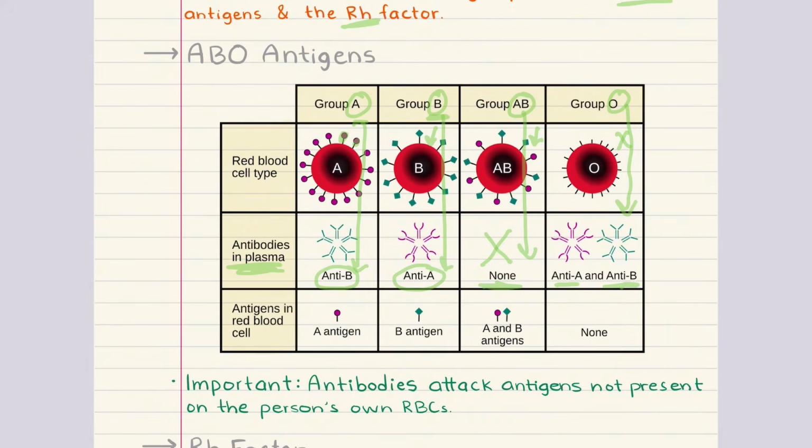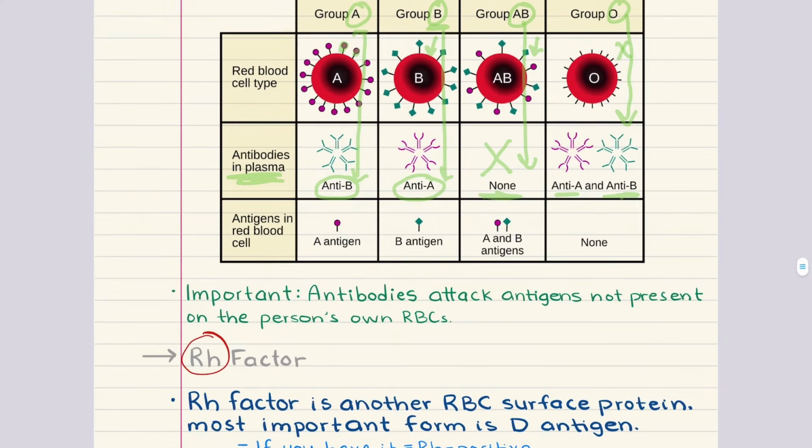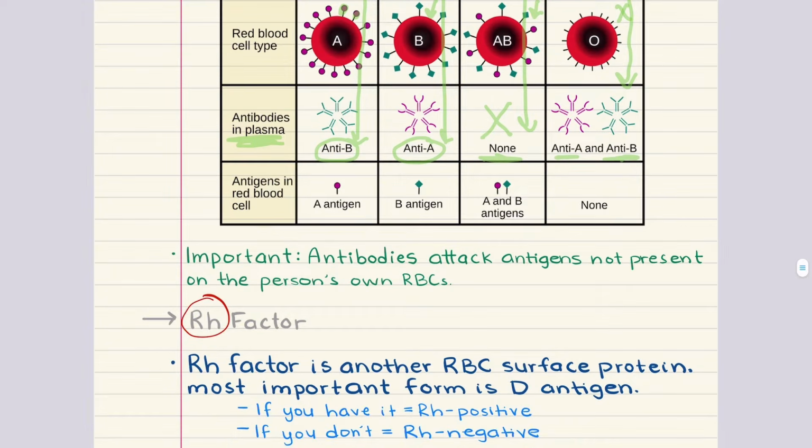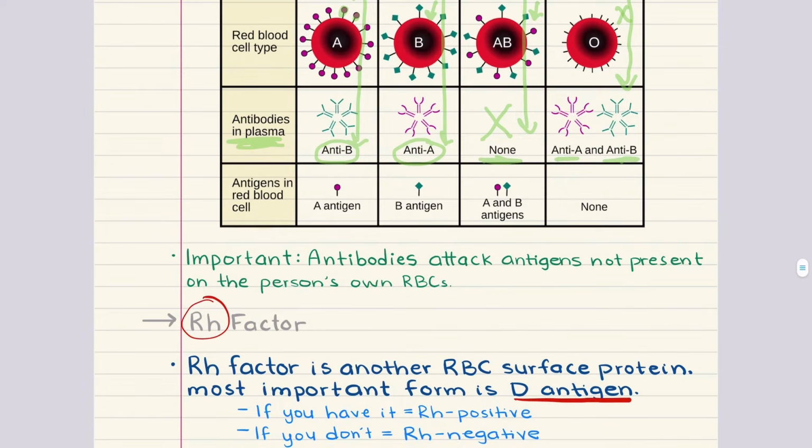Now, in practice, we don't just classify people as type A, B, AB, or O. We also include a positive or negative designation, which refers to a second antigen called the Rh factor. The Rh factor is another protein that's found on the surface of red blood cells. The most important version is the D antigen. So if your red blood cells have the D antigen, then you're Rh positive. And if you don't, you're Rh negative.